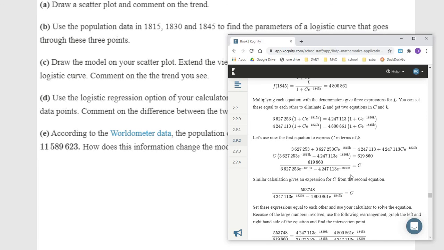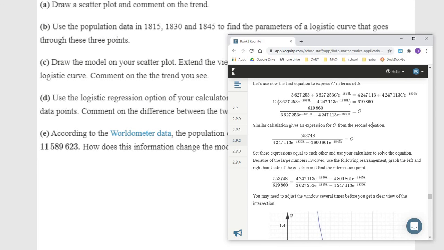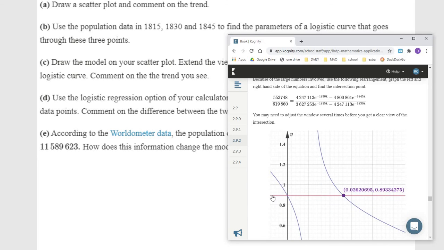So you could do one of two things. You could either set them equal and then solve. I believe that's what they did. They set them equal, and then they just rearranged the proportion, okay? And then they graphed this left-hand side and the right-hand side. So the left-hand side was this pink line, this right-hand side is these blue lines, and the intersection is right there.